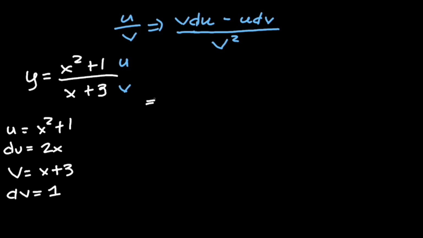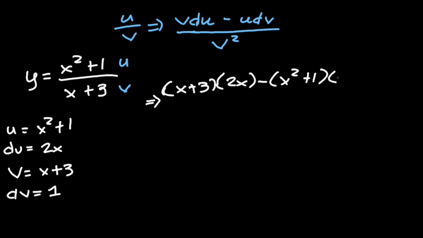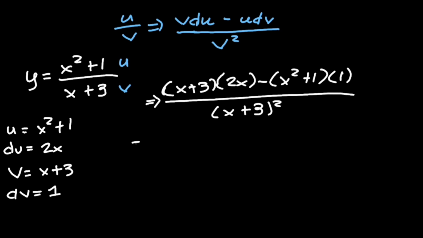Now that you have all the data acquired, you can just plug it into the formula and you will get V, which will be x plus 3, multiplied by the derivative of U, which will be 2x, minus U, which will be x squared plus 1, multiplied by the derivative of V, which will be 1, over V squared, which will be x plus 3 raised to the power of 2.